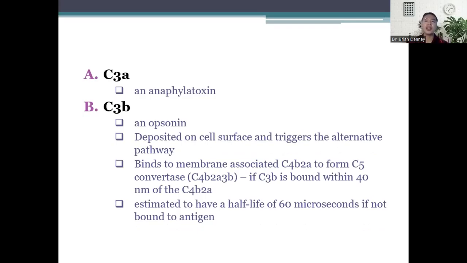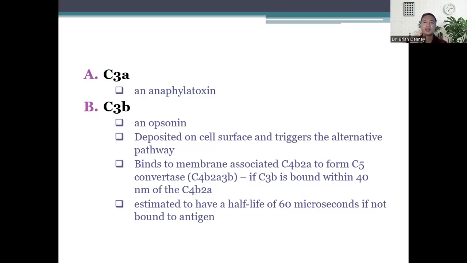Another function of your C3b is that it is also an opsonin. Again, what is an opsonin? These are substances which bind to the surface of foreign cells, making them viable for opsonization. I don't need to discuss what opsonization is because this was discussed previously in your innate immune system lecture.